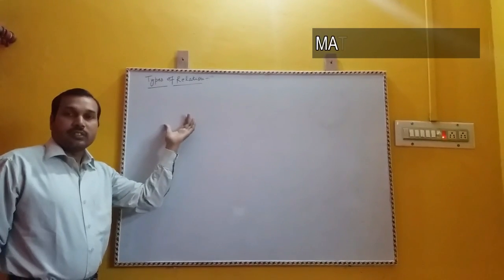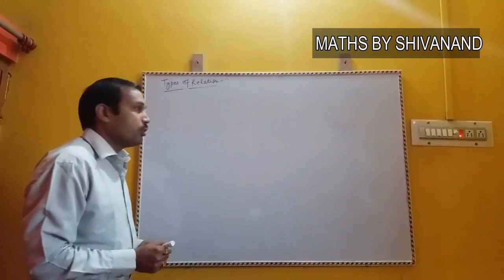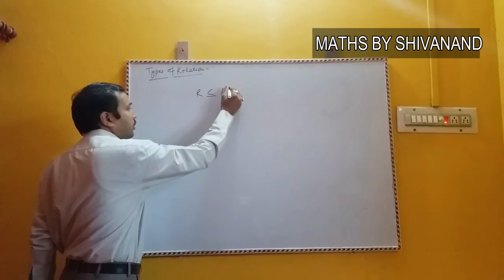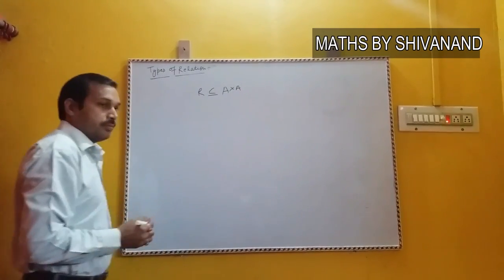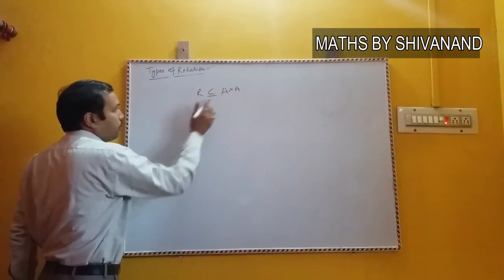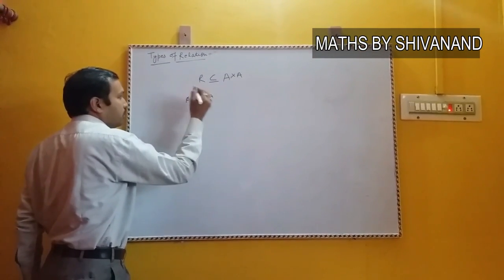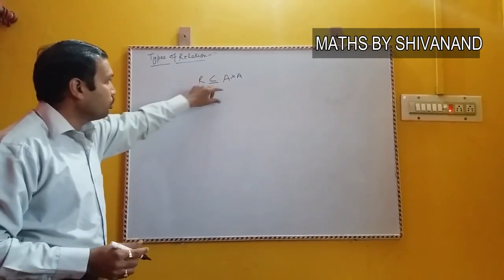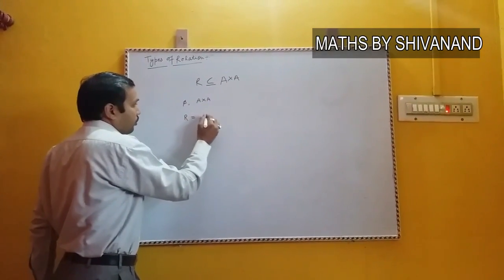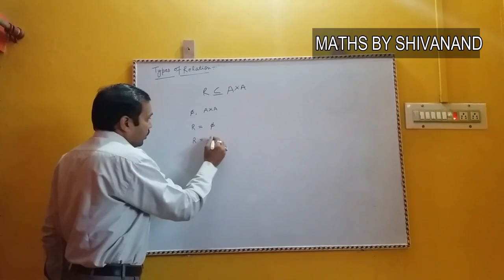A relation R is defined on a set A as a subset of A cross A. That is, R is a subset of A cross A. Obviously, we know that phi and A cross A are trivially two subsets of A cross A. So we can define R equal to phi as a relation, and also R equal to A cross A as a relation.